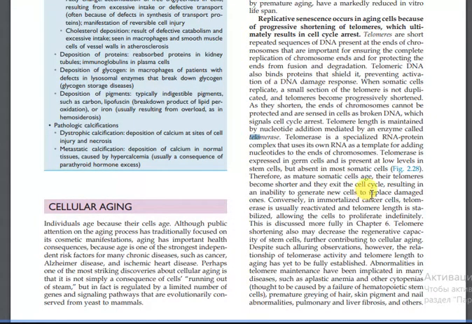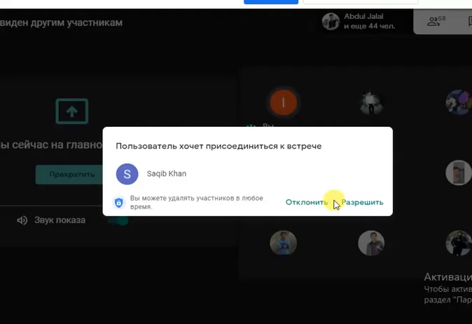As somatic cells age, their telomeres become shorter and they exit the cell cycle, resulting in inability to generate new cells to replace damaged ones. Conversely, in immortalized cancer cells, telomerase is usually reactivated and telomere length is stabilized, allowing the cells to proliferate indefinitely. This is discussed in later topics. We'll discuss it in the tumor topic.